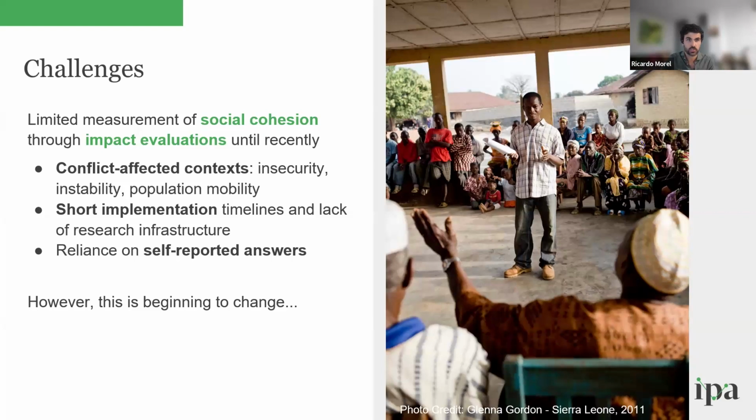However, it's challenging to measure social cohesion in impact evaluations, not only from a technical perspective, but also from a logistical or operational one. Most social cohesion programs happen in fragile and conflict-affected settings. This leads to challenges on access and potential harms for human subjects, those participating in the study, and also the research team going out and collecting the data. Also, in these settings, there are short implementation timelines, and there's a lack of research infrastructure. So that's also a challenge in itself. And then when we measure social cohesion, we run surveys or interviews that rely on self-reported answers, which can lead to bias, of course.